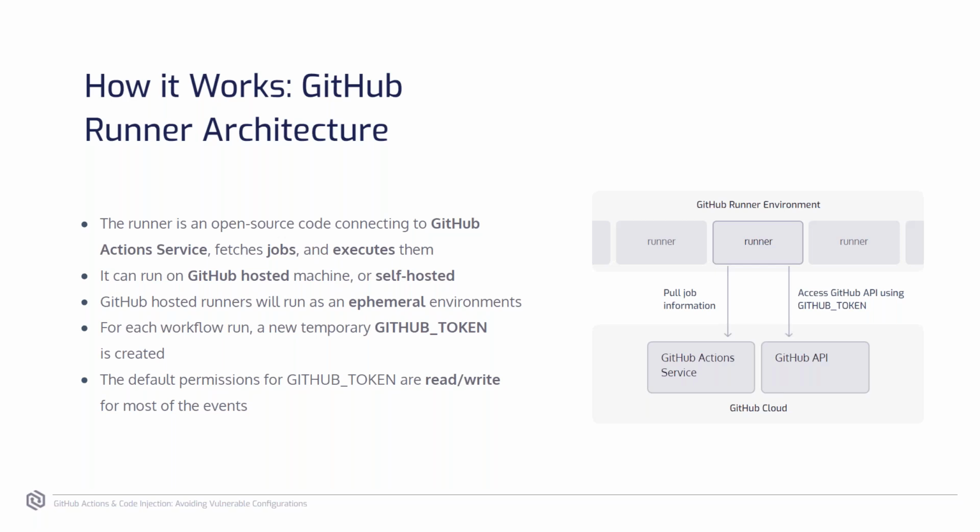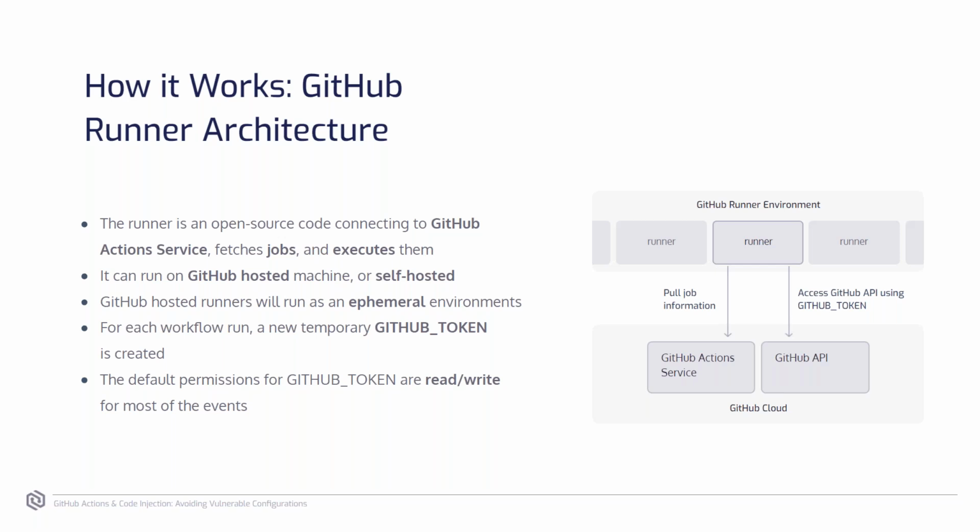If you choose to use the GitHub hosted machine, it also runs as an ephemeral environment. This means that each job will run on a completely clean, isolated VM, and once the job is over, the environment will be completely deleted. This is a security measure that GitHub Actions introduced.